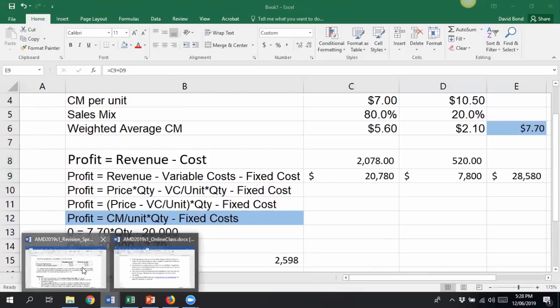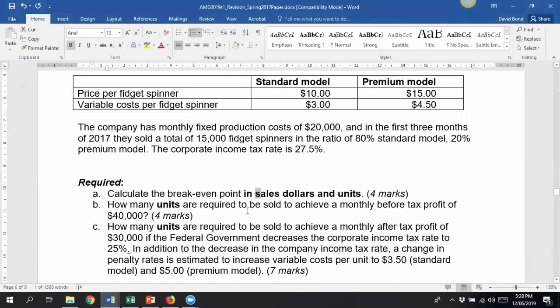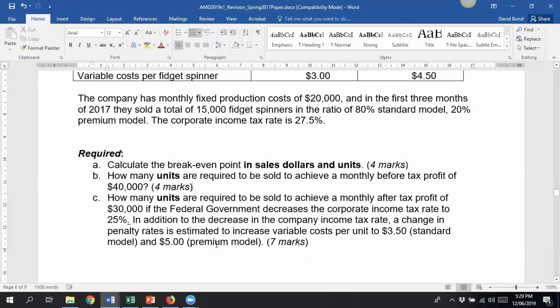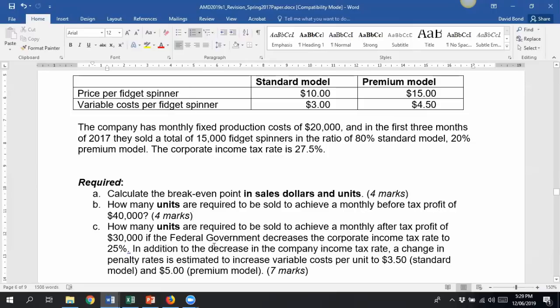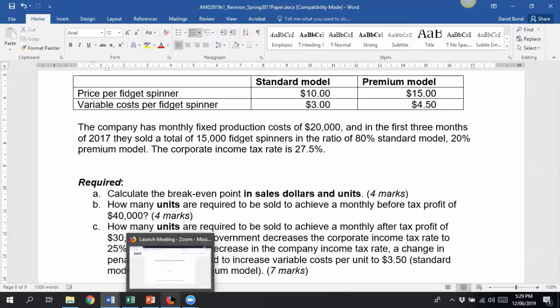Just mindful of time. All right. Monthly before tax profit, and then I won't do part 3 because that's a little bit involved, just given the timing. But what I'll do is I'll do part B, and then I'll just flip part B a little bit to do something else, just to see the tax component.